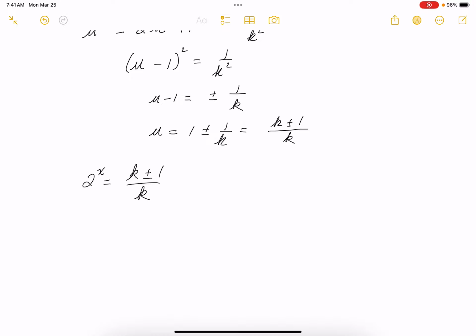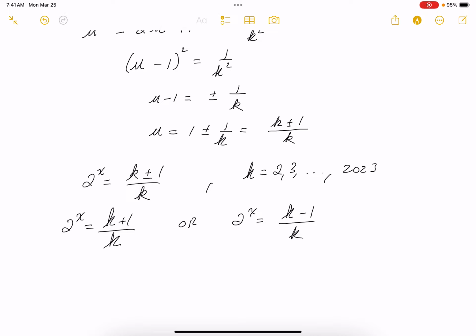All right? Again, I want to remind you that the k can be 2, it can be 3, all the way up to 2023. That's a large number of numbers. But what I can do now is realize I can split into two separate problems, and I'm going to start thinking about that. One could be 1 plus 1 over k. It's an exponential, 2 to the x is a positive number. And the other one is 2 to the x is equal to 1 minus 1 over k. All right? So I want to solve for x.